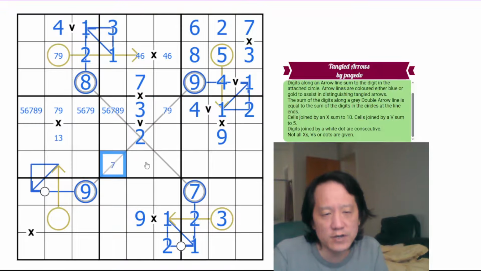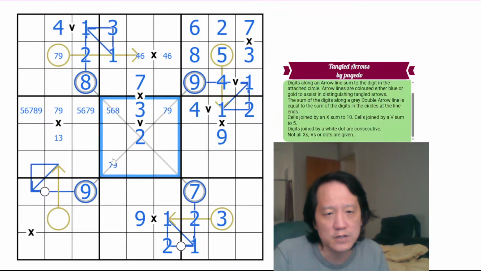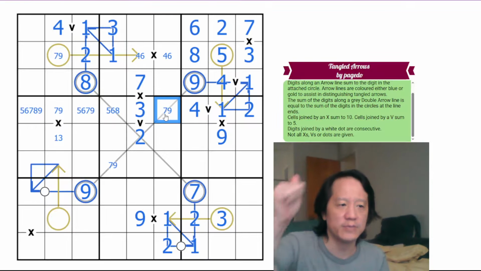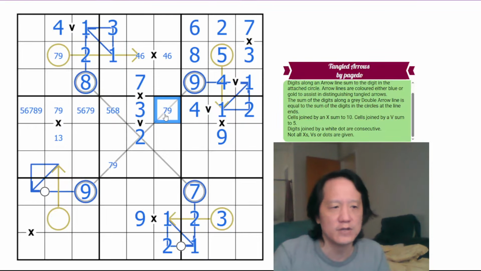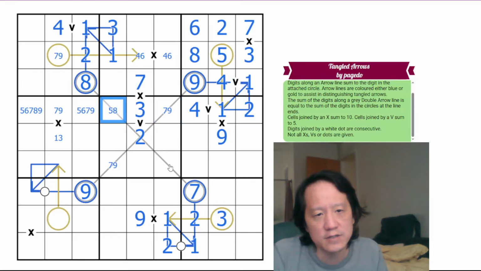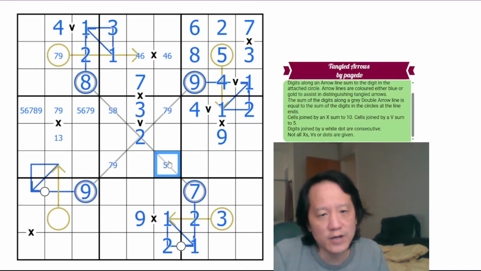So this is a 7-9 pair, which eliminates 7-9 in the rest of the box. So these two add up to 15. 15 minus 2 is 13. You don't have 7 or 9. That eliminates 4, 9, and 6, 7. So that leaves 5 and 8 in the rest of to add up to 15.